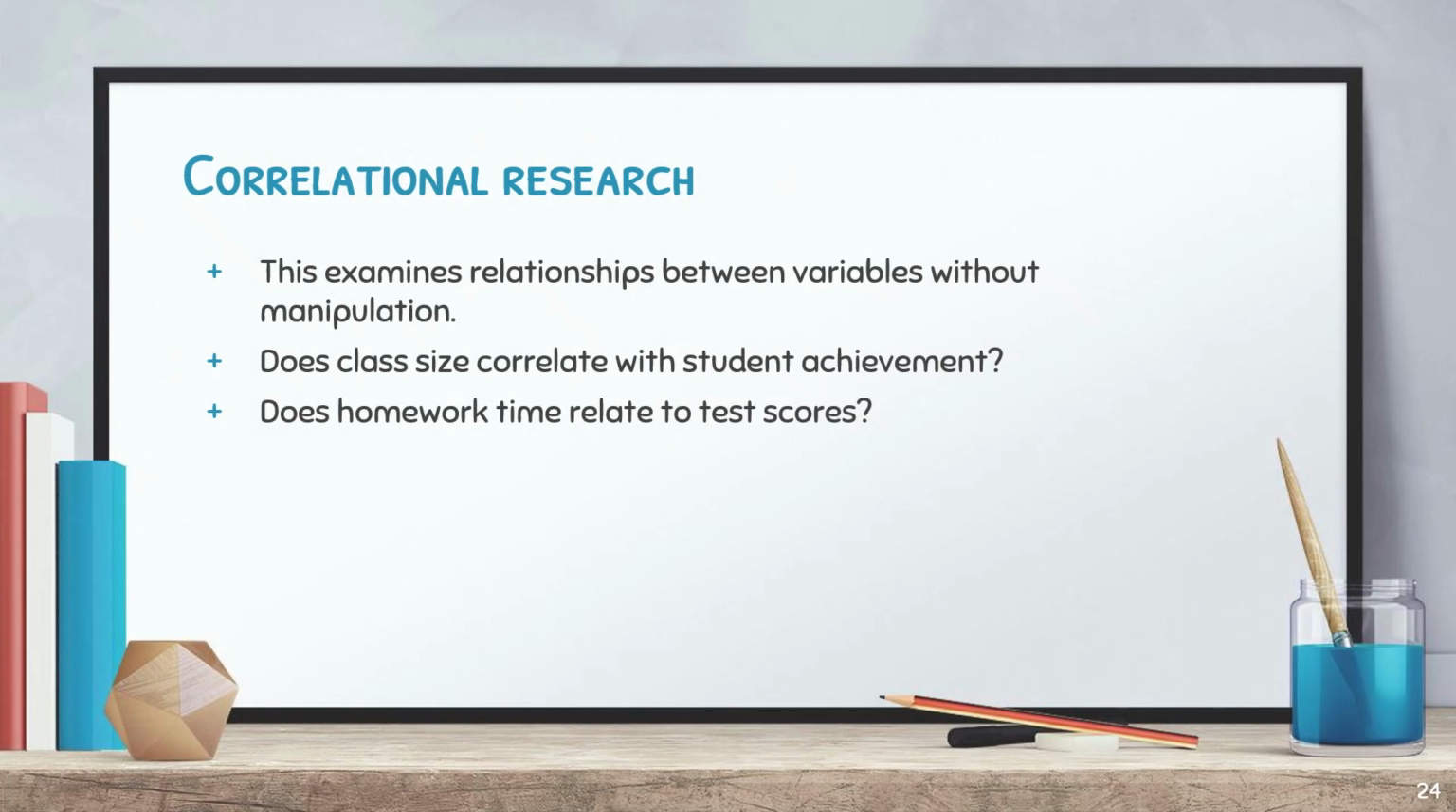The second quantitative design we're looking at is correlational research. This examines relationships between variables without manipulating anything. So, for instance, does class size correlate with student achievement? We're not messing with either side of that question, right? Class size is fixed. The student achievement, it is what it is.